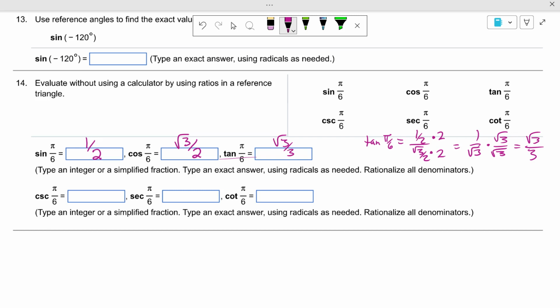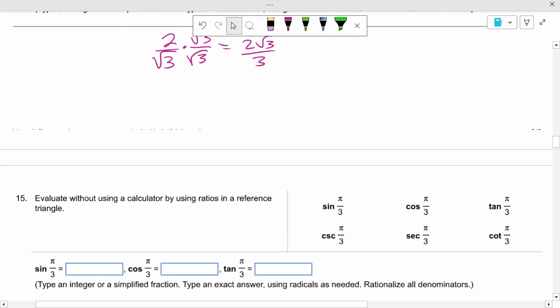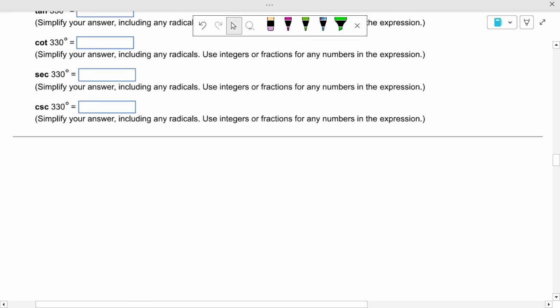Cosecant of pi over 6, flip it upside down. Flip sine upside down, and you get 2. Secant, you flip cosine upside down, and you have a square root in the denominator. So you have to multiply top and bottom by square root of 3. So it's 2 square root of 3 over 3. And cotangent, take this and flip it upside down. So it's just square root of 3. Okay, so you'll have a couple of those to do.